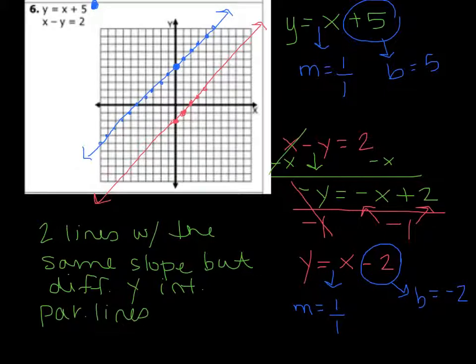And if they're parallel, they're never going to intersect. And if they never intersect, then this system would have no solution. Remember, the solution to a system is where the two lines intersect. So if these two lines never intersect, then the solution would be no solution.